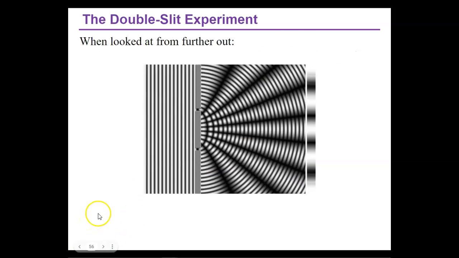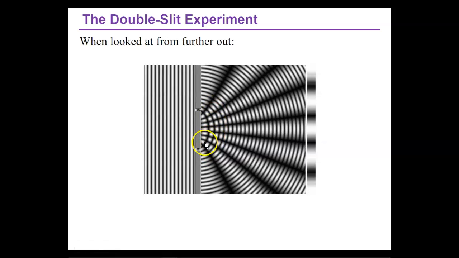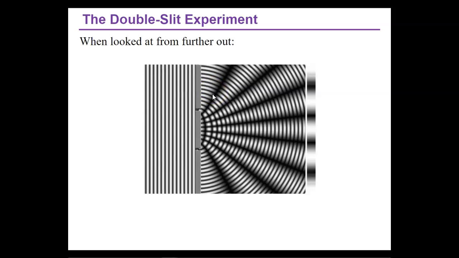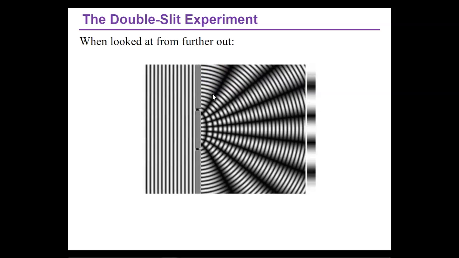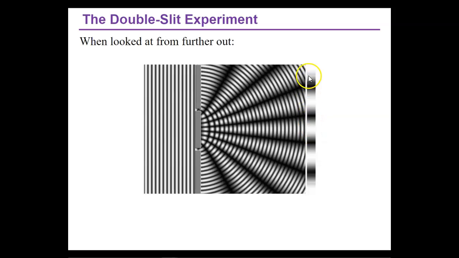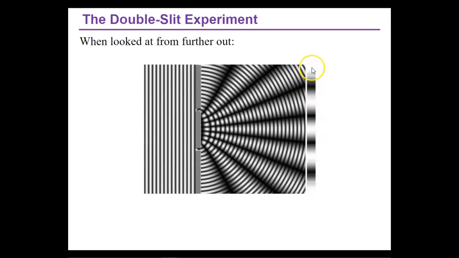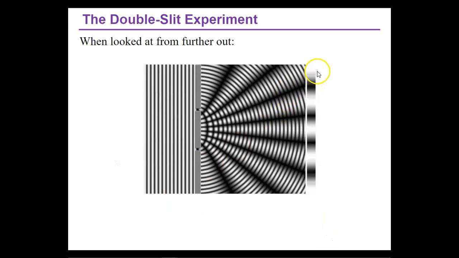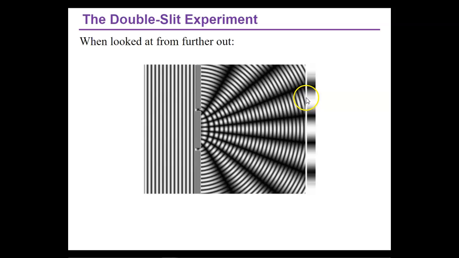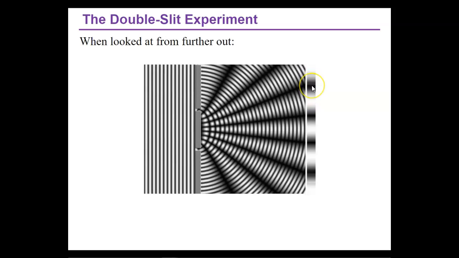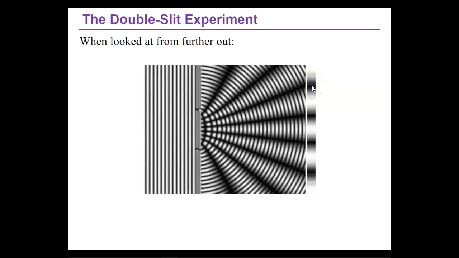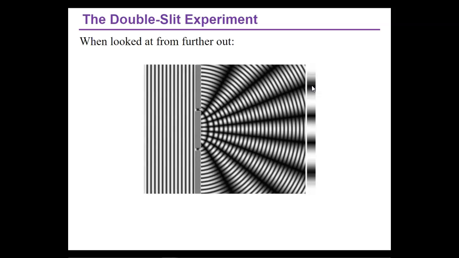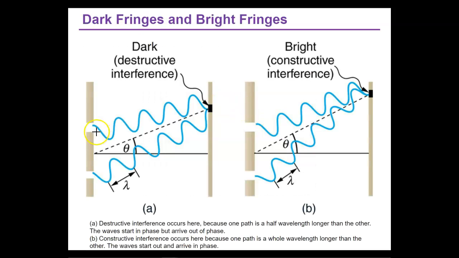When we look from a little bit farther out, we see the waves coming through and interacting with each other. So we're getting our interference. And then over here on the wall, we're seeing this interference pattern of light areas and dark areas. We call the light areas light fringes and the dark areas dark fringes. Dark fringes are where the destructive interference is happening. Crest meets trough. The light areas are where constructive interference is happening. Crest meets crest.